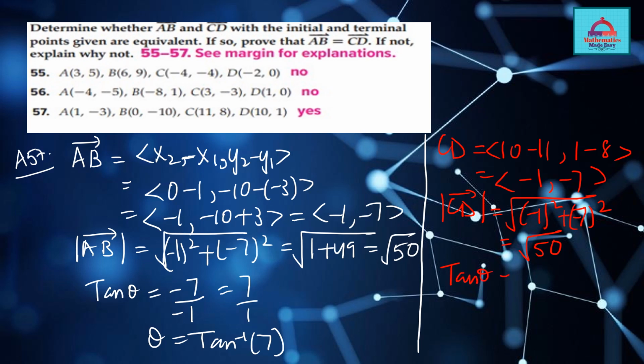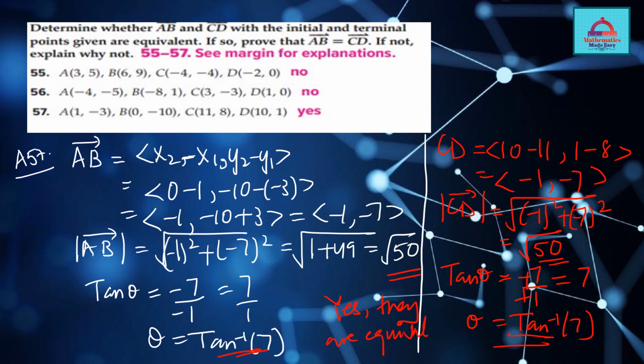Also the angle tan theta would be equal to minus 7 over minus 1, or 7. So theta is going to be tan inverse of 7. Now if you see carefully, both the magnitude and the direction are the same. So the answer is yes, they are equivalent vectors. So the condition, both magnitude and direction, has been justified.